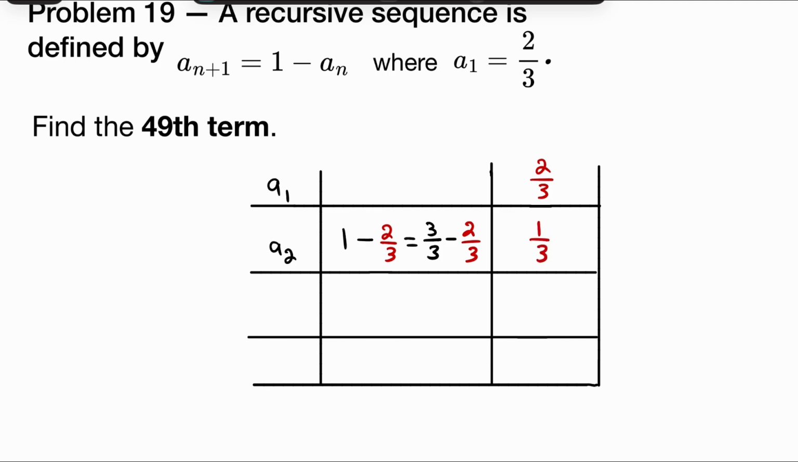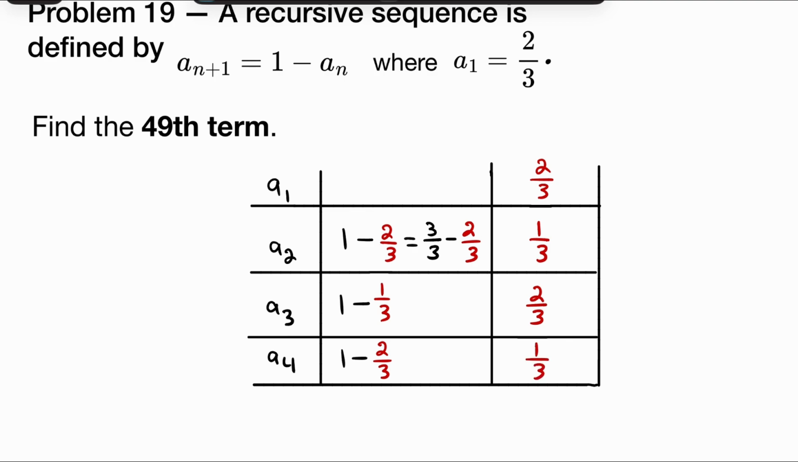We'll do the same for a sub 3. So we have a sub 3, and that's 1 minus the previous term of 1/3. Again, this 1 can be turned into another form of 1, 3/3, so we have 3/3 minus 1/3 equals 2/3. And then a sub 4: 1 minus 2/3, and that is equal to 1/3.